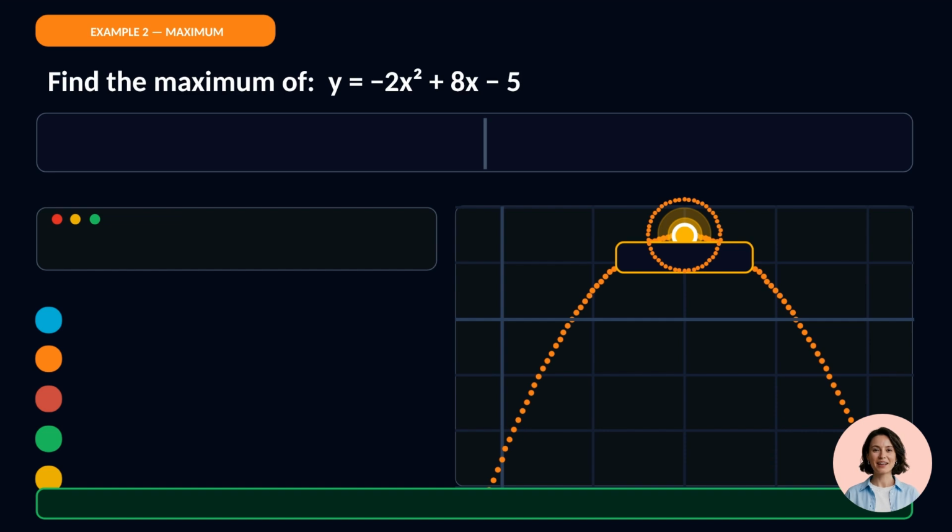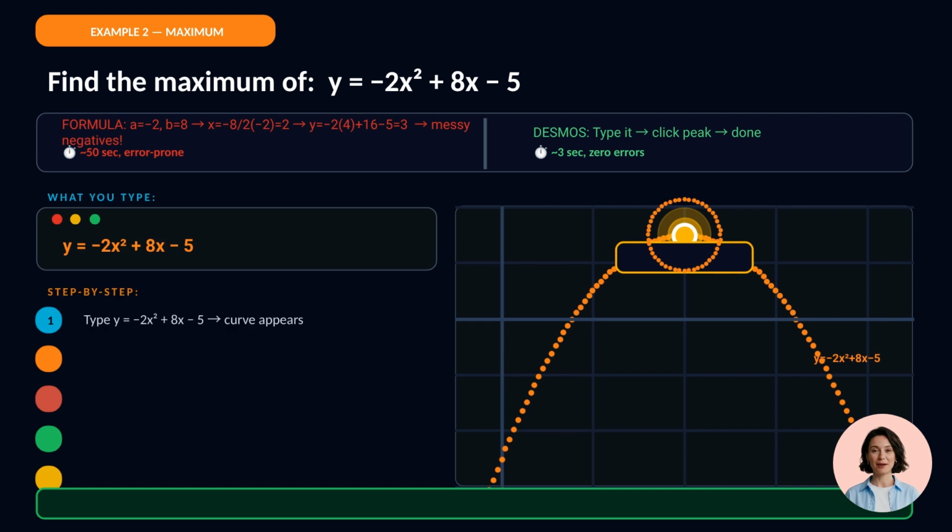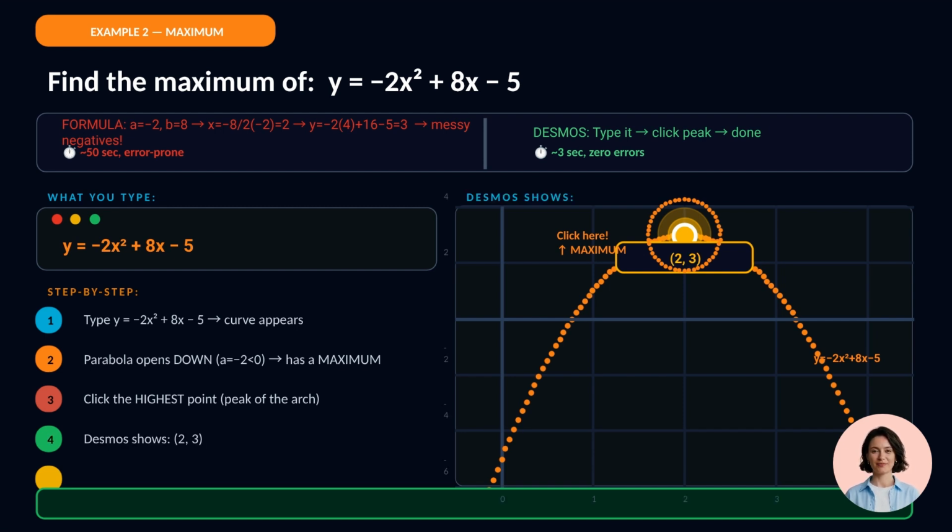Example 2, find the maximum of y equals -2x squared plus 8x minus 5. By formula, you're juggling negatives and it's easy to slip. In Desmos, type it in, and because a is negative, the parabola opens down. Click the highest point, the peak. Desmos shows (2, 3). Maximum value is 3. Same 3-second flow, whether it's a min or a max.